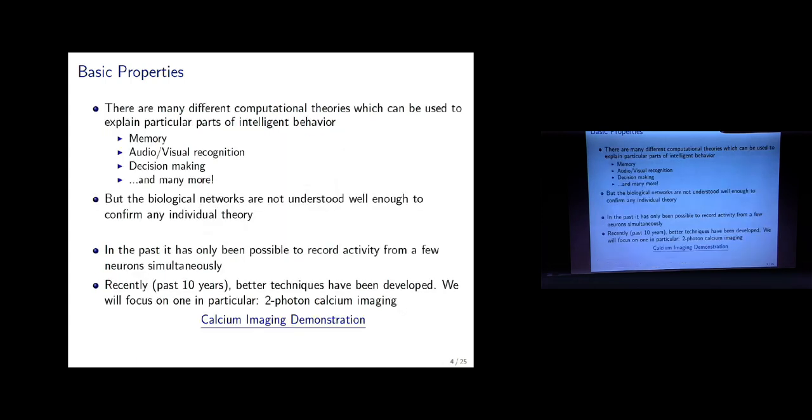Now, there are a lot of different computational theories that can explain various specific tasks such as memory, visual classification, decision making, and so on. But we don't have enough real data to confirm that our actual brains follow any specific theory. A big part of this is because in the past we've only been able to record from a handful of neurons simultaneously at a time. But recently, and this has been developing almost analogous to Moore's Law, every few years we find a way to record from twice as many neurons as before. In recent years, we have developed techniques that can record from hundreds, thousands. I think now they're starting to push tens of thousands.